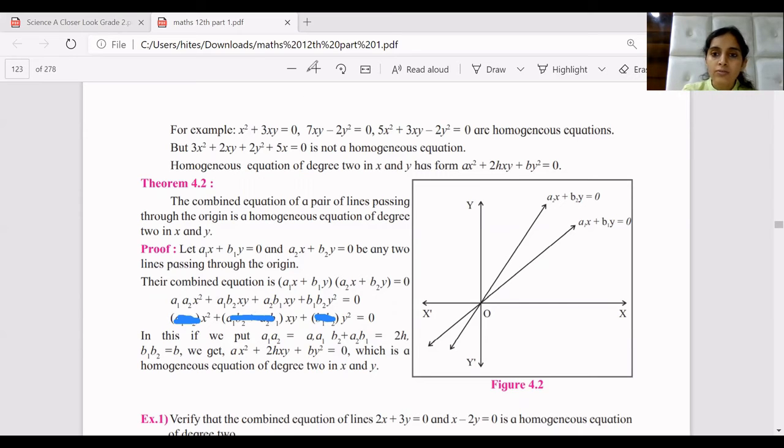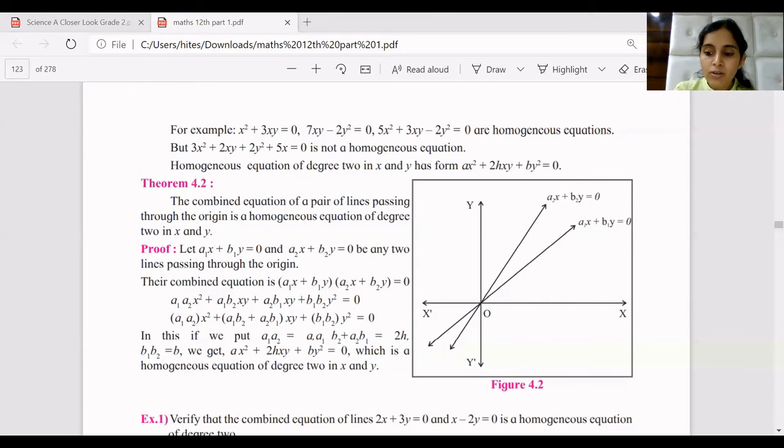So now let us remove those marks. Now what are all these terms that we had colored? They are the constants. So instead of a1 a2, we put a. Instead of a1 b2 plus a2 b1, we are putting 2h, and instead of b1 b2, we are putting b. So this equation simplifies to ax square plus 2hxy plus by square equal to 0, which is a homogeneous equation of degree 2 in x and y. Okay, so comparatively a simpler proof.